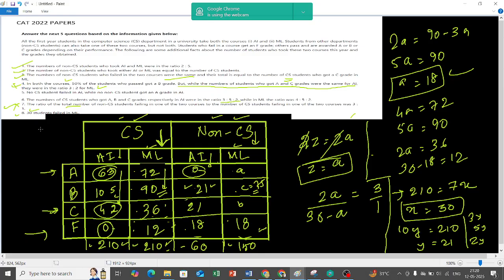One more piece of information we left is number 7. Information number 7 will come to this. The ratio of the total number of non-CS students failing in one of the two courses to the number of non-CS students failing in both courses is 3:1. This was already done. So we need A and C.